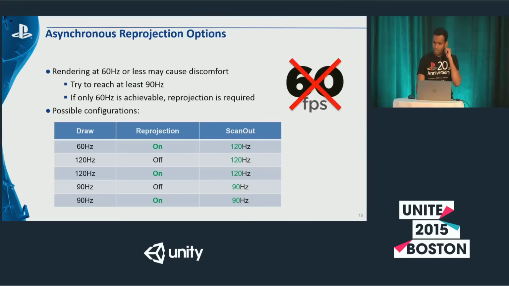So, a quick recap of the various options you have. Once again, rendering and scanning at 60 hertz is just not an option. It will cause discomfort to the player. So at least try for 90 hertz, and if only 60 hertz is possible, reprojection is required. Among the listed configurations, I think we reviewed the first three in the last three slides. And similarly, 90 hertz native and also with reprojection are options if you can reach 90 hertz.